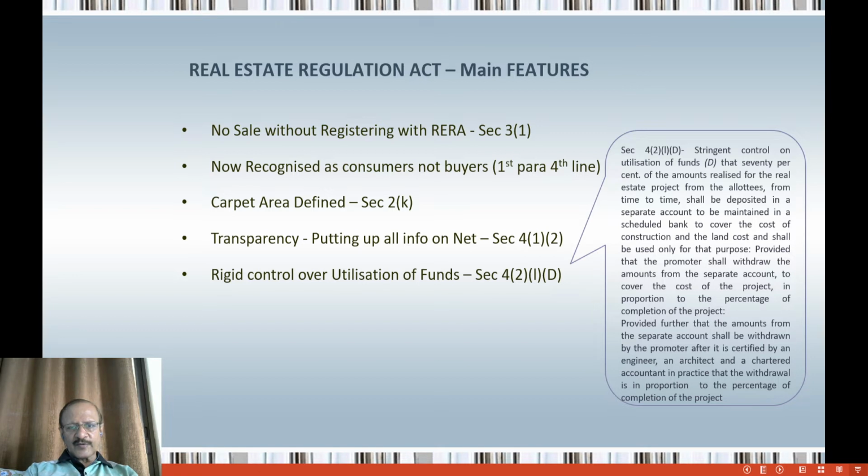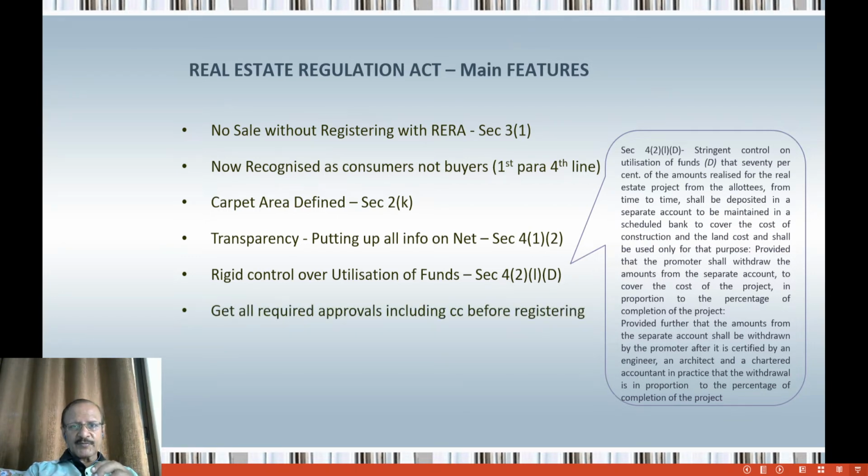Control over use of funds. This is a very important point. You should have seen the definitions here. It's important. This is another important landmark. Section 4.2L(D) clearly says that 70% of the funds that he receives from consumers shall be deposited in an escrow account with the bank. Only 30% he can withdraw for his staff or others, including profit or administrative purpose of selling, etc. Selling and administrative expenses. 70% of your fund is kept with the bank and cannot be withdrawn.